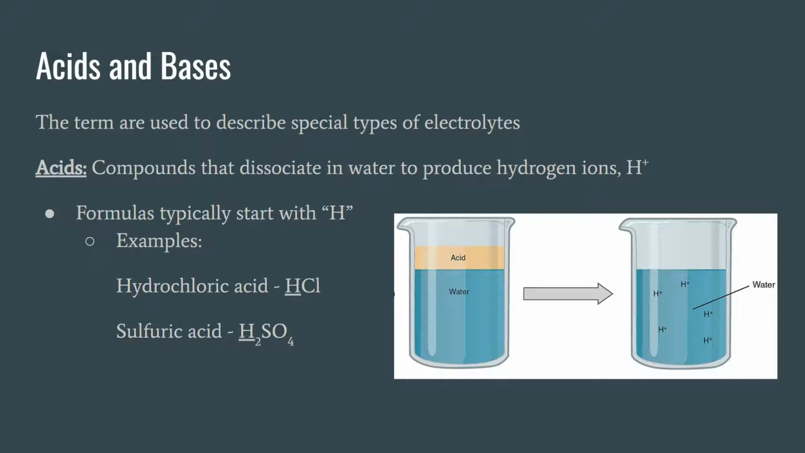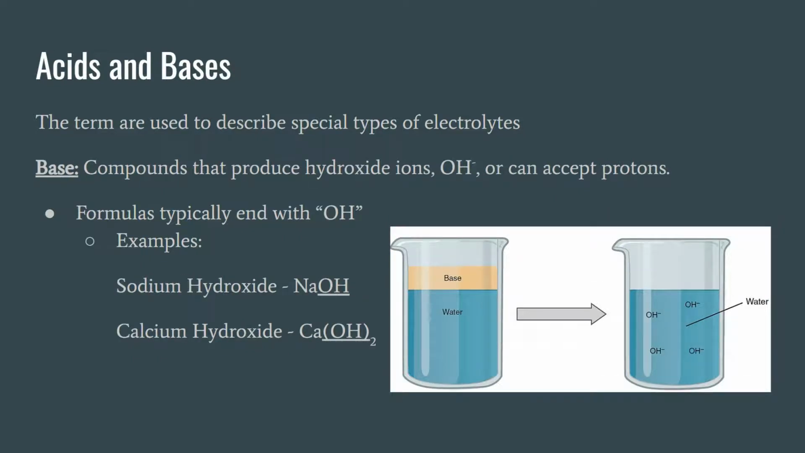An acid is one where I have a compound that, when I put it in water, dissociates to produce hydrogen ions, or H+. Acids are pretty easy to identify by formula or by name because they typically start with an H, and they typically have the word acid in their name, like hydrochloric acid, which has the formula HCl. Sulfuric acid, formula H2SO4. A base is a compound that produces hydroxide ions in solution or can accept protons.